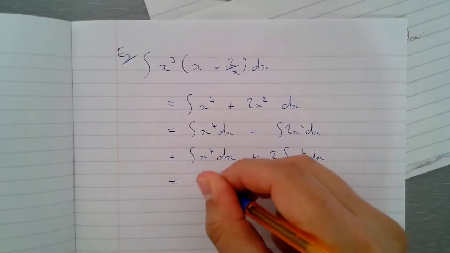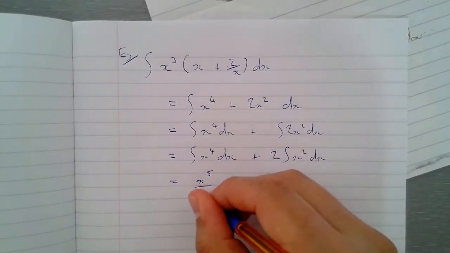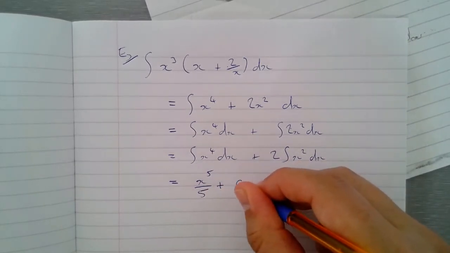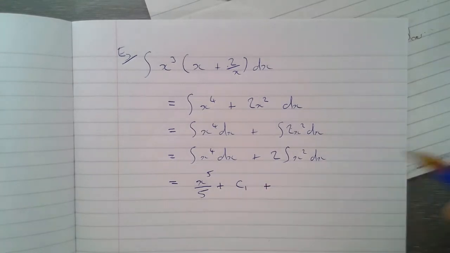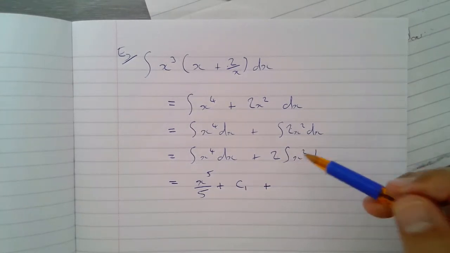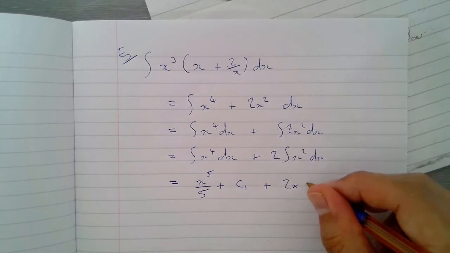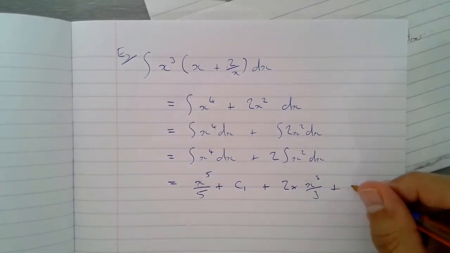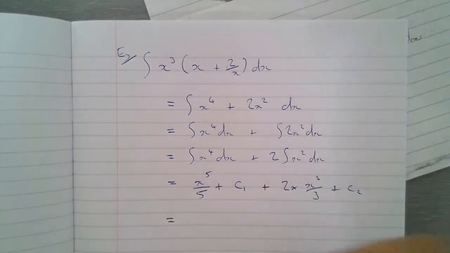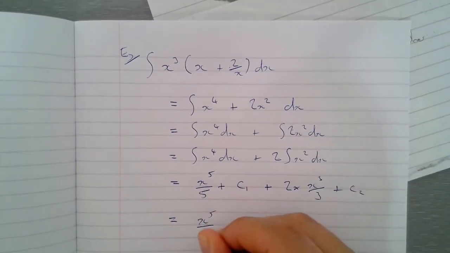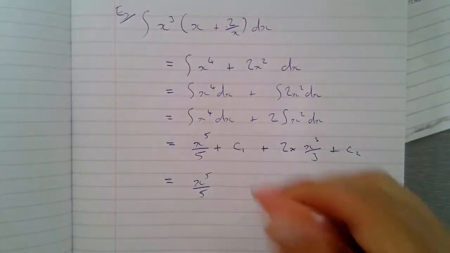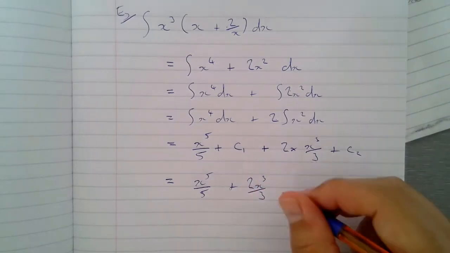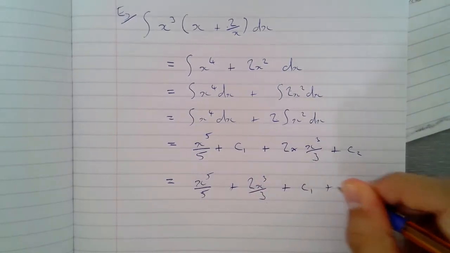So I've got x to the 5, so I raise the power, divide by the power, plus, let's give it a constant, let's call it c1. And then I've got this one here, I've got 2 lots of this, well that's 2 times raise the power, divide by the power, and let's call this constant c2. So that's x to the 5 over 5 plus 2x cubed over 3 plus c1 plus c2.